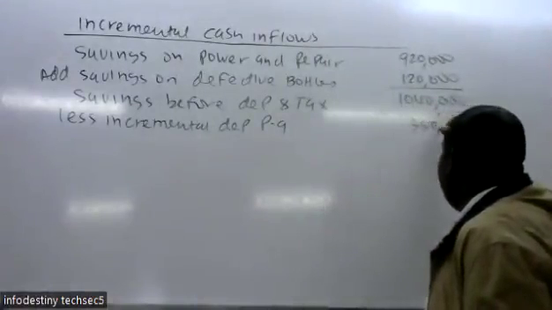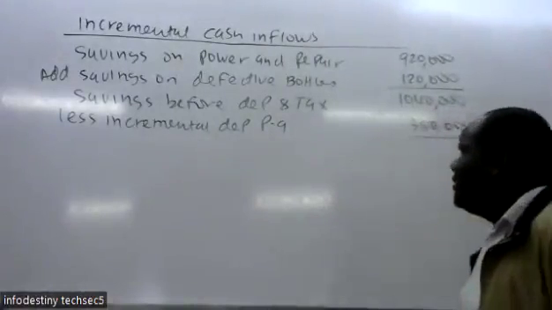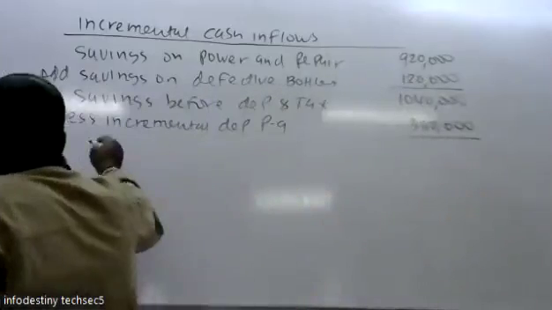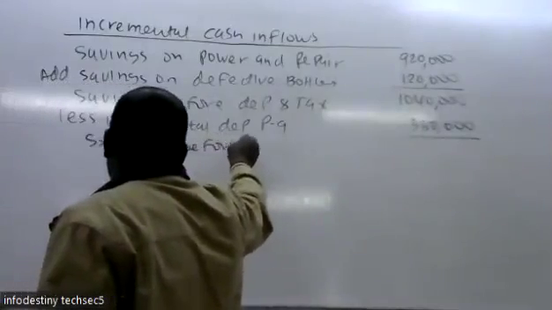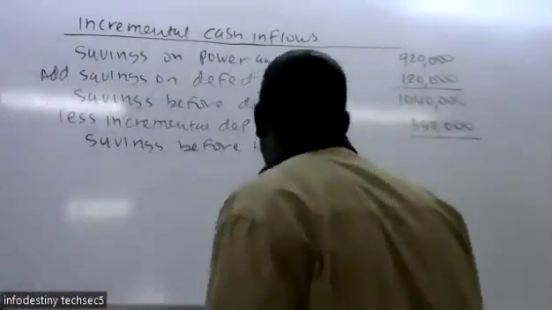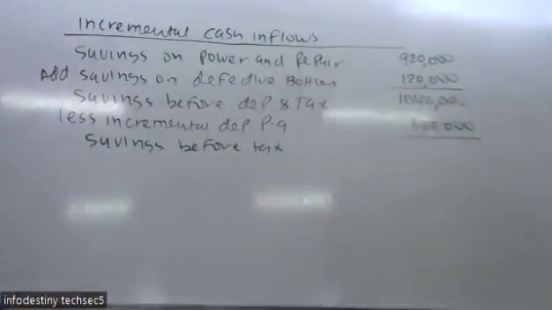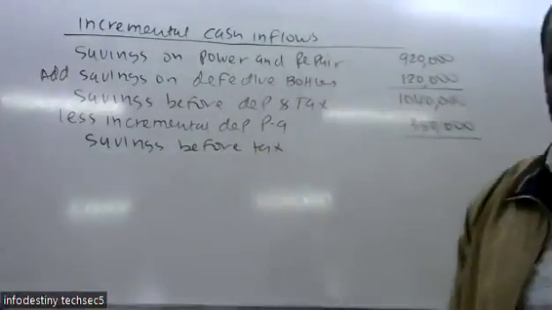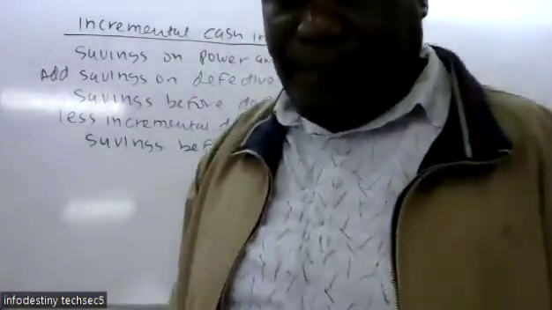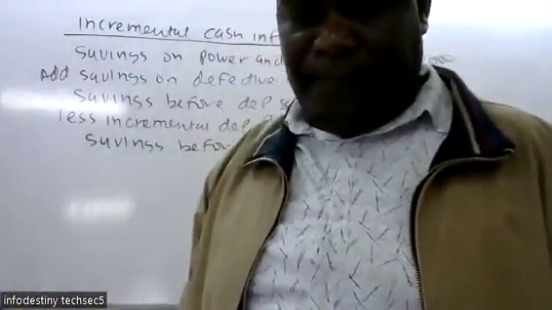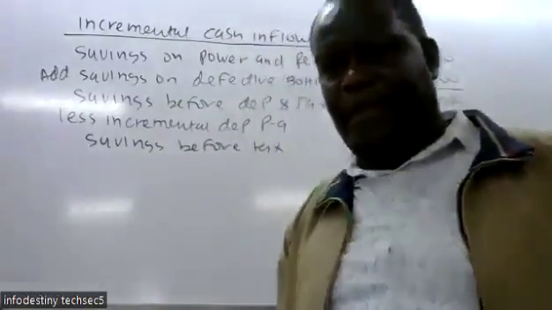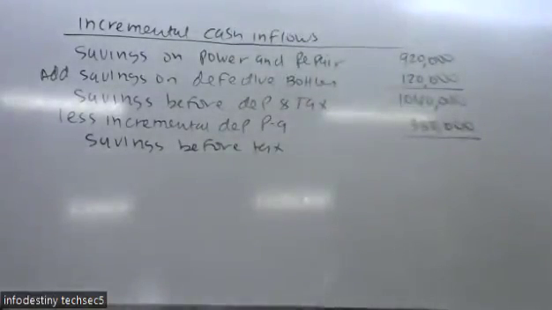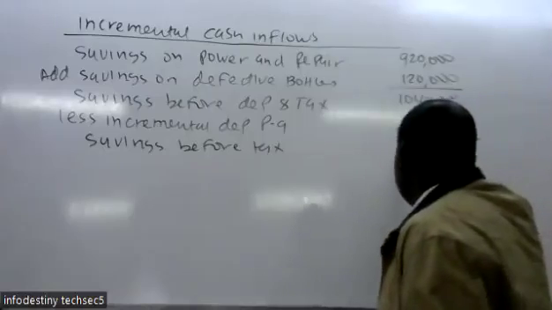So that we get the savings before the tax. So savings before the tax, when you subtract, we are getting which figure? 660.